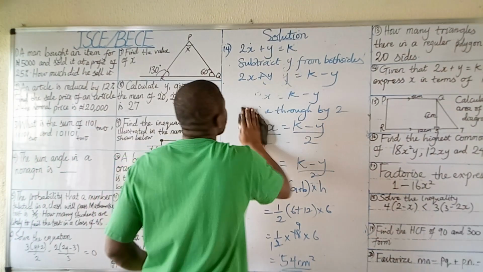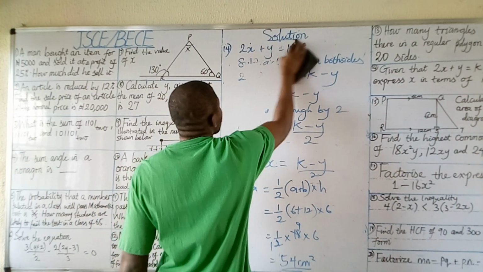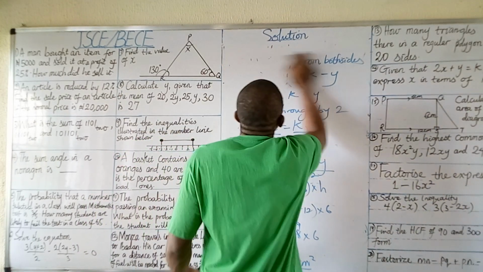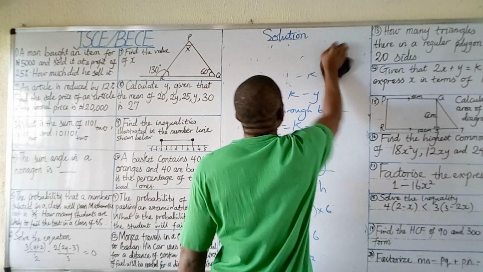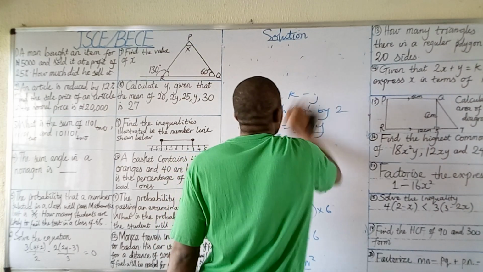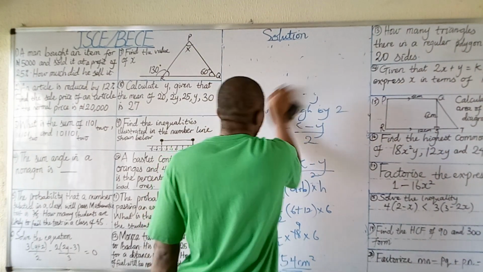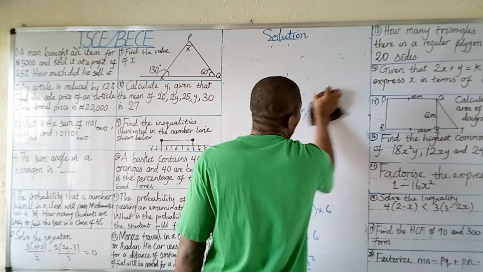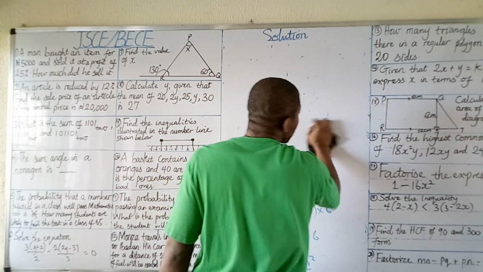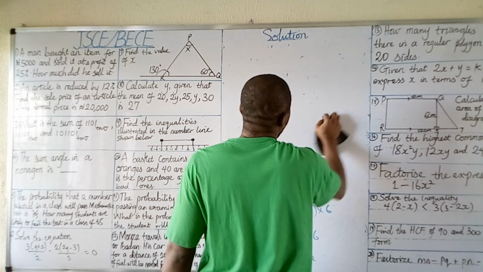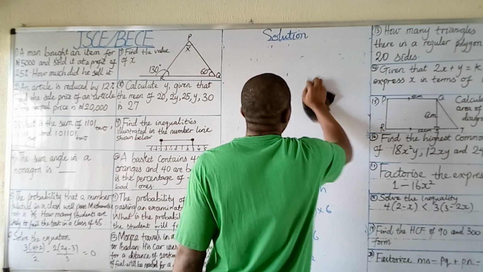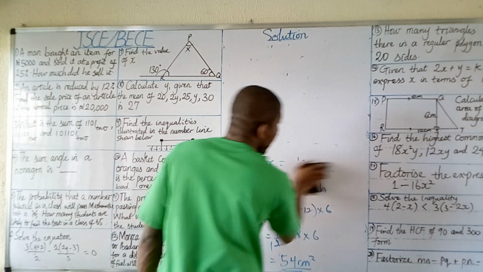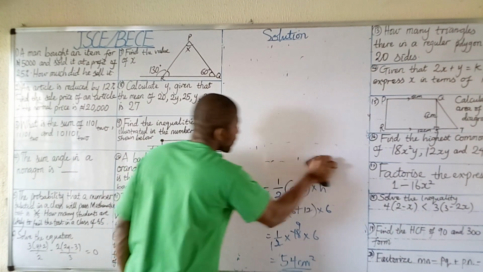So we erase the upper part of the board to continue with question 16. Okay, we continue with question 16. It reads, find the highest common factor of 18x squared y, 12xy, and 24xy squared.